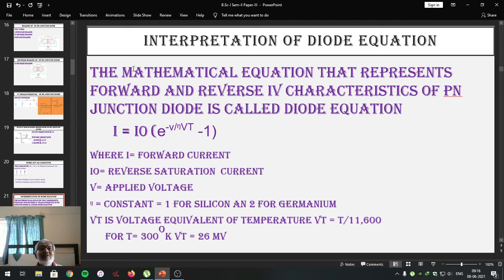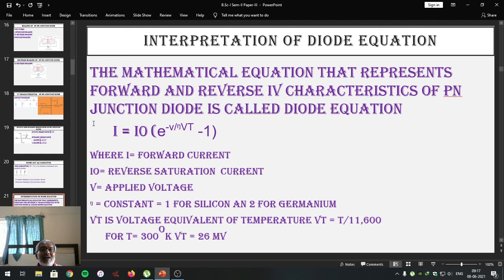Dear students, the mathematical equation that represents the forward and reverse current-voltage, that is, the IV characteristics of a p-n junction diode, is called the diode equation. Diode equation means a mathematical equation used to explain the current-voltage characteristics of a p-n junction diode.